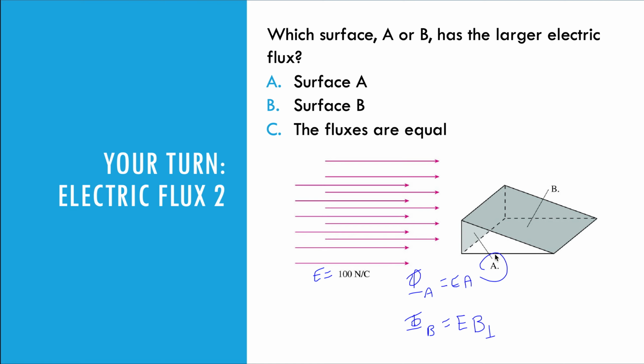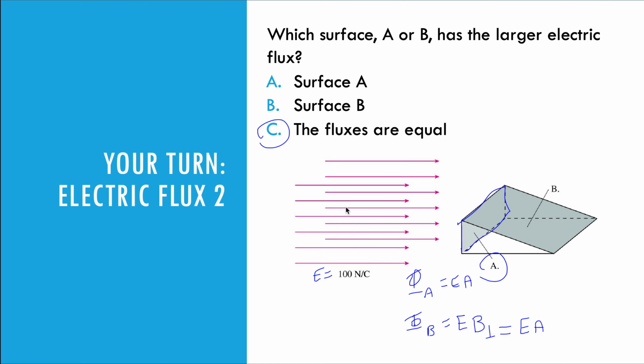We said we can think of the flux as the field times the component of the area that is perpendicular to the field. Well, what is the component of this area here that is perpendicular to the field? It's actually A, right? That's the perpendicular component of B. So it turns out in this example that the fluxes are equal.